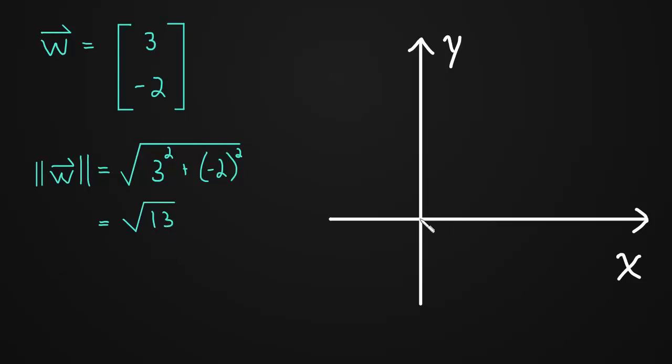And we could graph that if we wanted to. We're going to go over 3 and down by 2, so it's going to look something like that. And again, this is down 2 over 3. We're just talking about the hypotenuse of a right triangle.